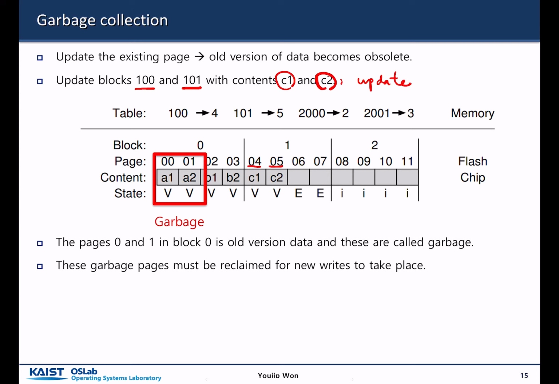So, as a result of writing these blocks to the flash memory, the mapping table has been changed to this. Block 100 will be saved at page number 4, and block 101 will be saved at page number 5. And then the pages that contain the obsolete contents will become garbage. We call it garbage. So these 2 blocks have become garbage. These garbage pages must be reclaimed for a new write to take place.